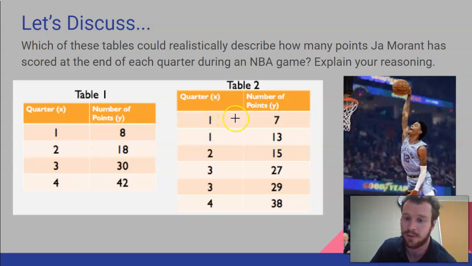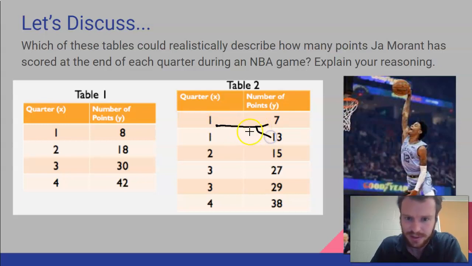So I see no problems with table 1. Table 2, however, look at the first quarter. He has 7 points at the end of the first quarter, but this also says he has 13 points at the end of the first quarter. That does not seem possible. How could he have 7 points, but also 13 points? So that does not seem to make much sense. So really, we could go ahead and throw out table 2.